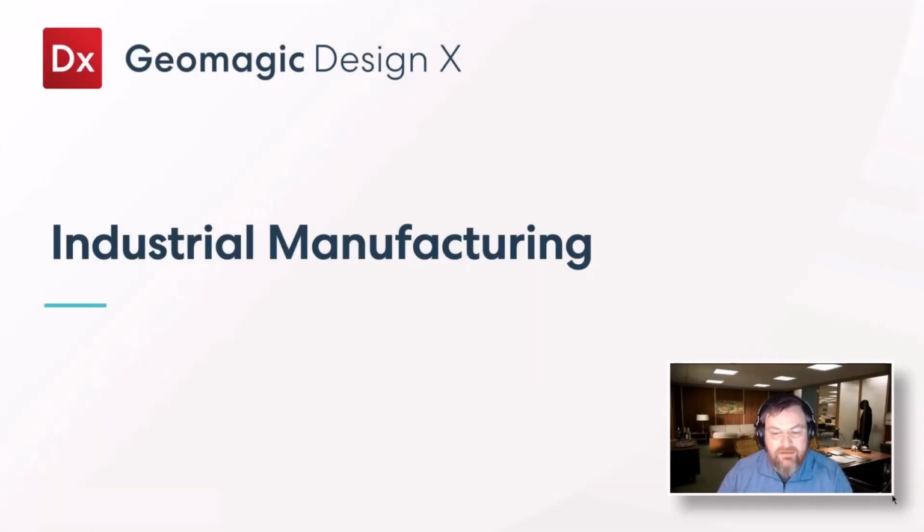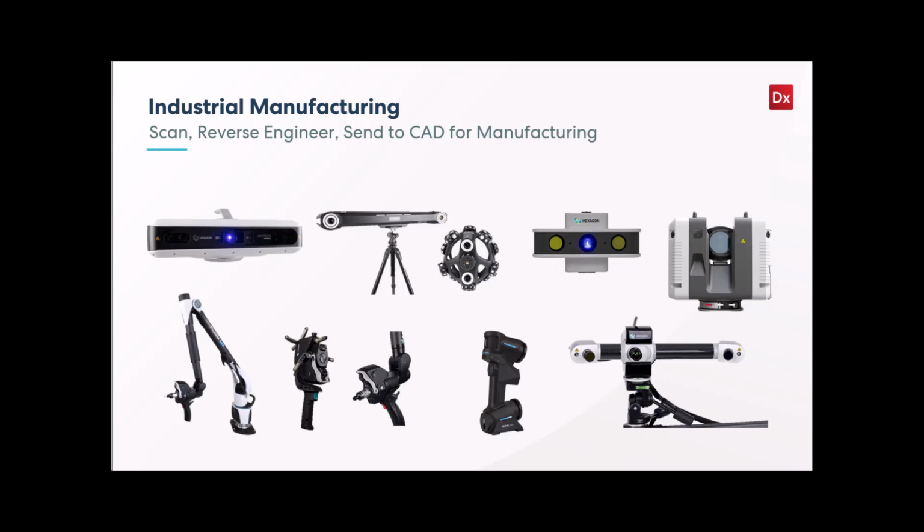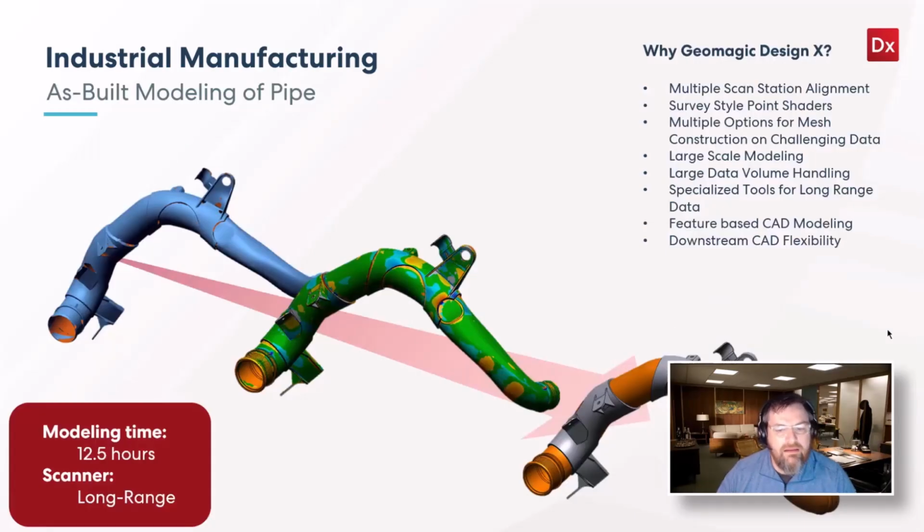So today's first application is the industrial manufacturing category. And as usual, I will throw up a slide here of the types of scanners that could be used for this type of part. So this one right here, you'll see in a second, is a medium-ish size part, I guess. And this one here is industrial manufacturing, so as-built modeling of a very complicated pipe here.